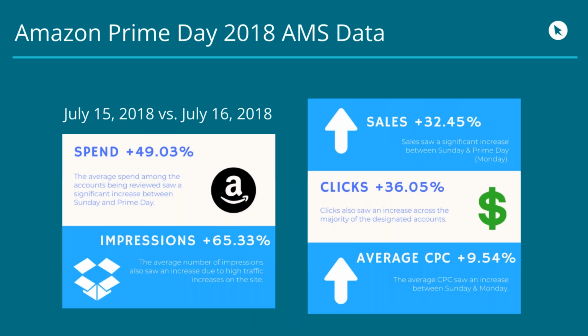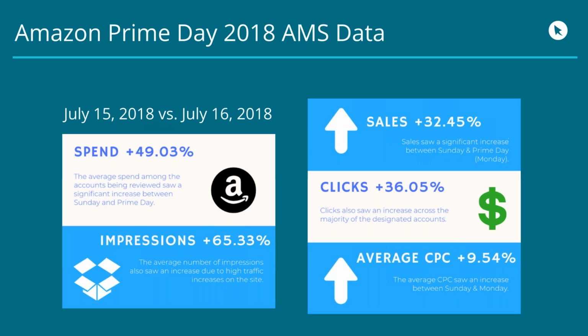Fantastic. Thanks, Anna. So we're going to go ahead and talk about Prime Day 2018 versus 2017, guys. Just taking some initial insights and learnings before we go into how you can really apply that to Q4. Looking at Prime Day, July 15th through the 16th versus both of those days, you can see about a 49% increase in spend, with a 65% increase in impressions, 36% increase in clicks, and sales increasing by 32%. Also, average cost per click increased by roughly 10%.